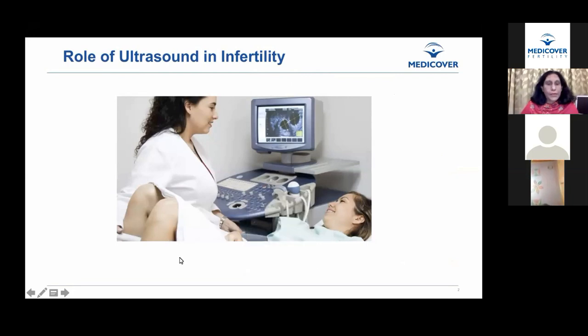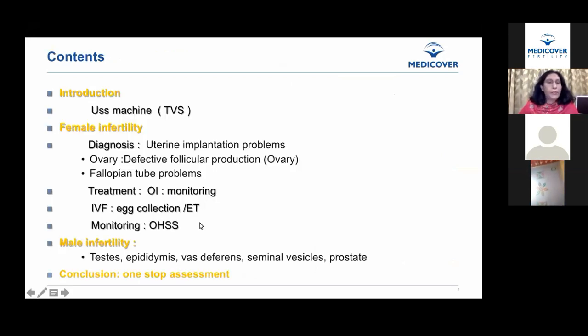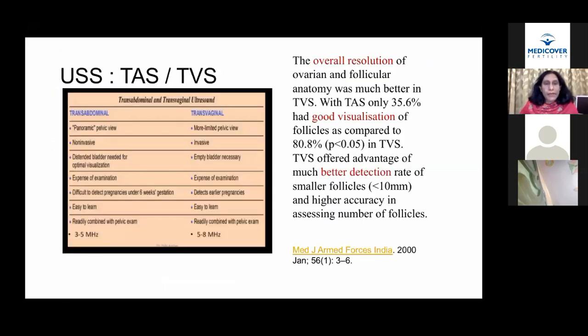So the role of ultrasound in infertility is very important. It is not only important for the diagnosis, but also it is an important part in the treatment. So I am going to go through all the different places, and we will discuss all possible uses of ultrasound. We'll start with the ultrasound machine. What different thing do we use for female infertility?